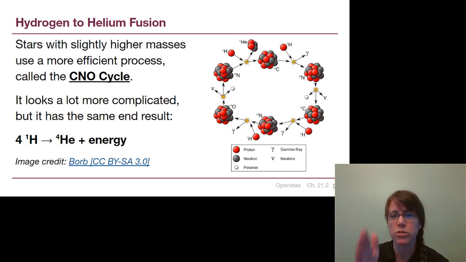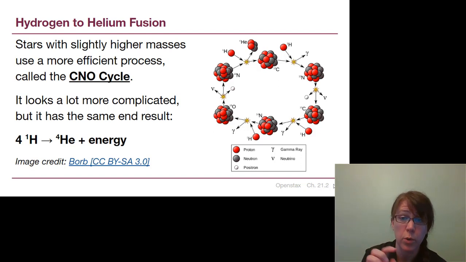If we follow this chain around starting at the top middle, we see a carbon atom hitting a proton, or a hydrogen atom. They smash together, and that whole process goes all the way around, where if we trace what's going into this, 4 total hydrogen atoms go in, and 1 helium-4 atom comes out. And so all of the other pieces here are carbon, nitrogen, and oxygen nuclei that are being recycled, reused over and over again, but we still end up with hydrogen being converted into helium through fusion, and energy is released. Same amount of energy, but this process is just faster.